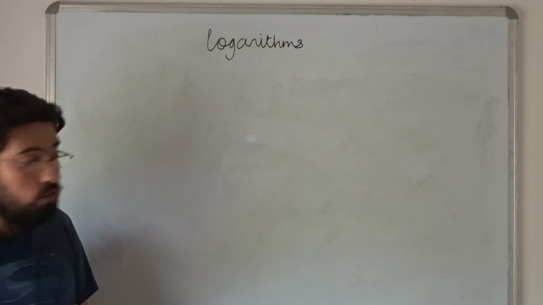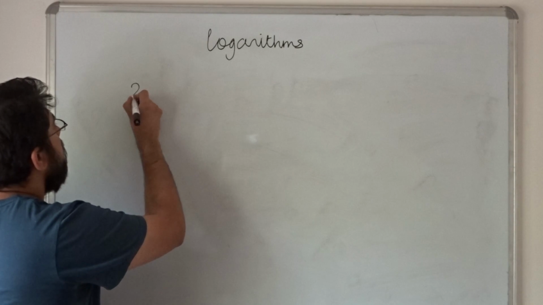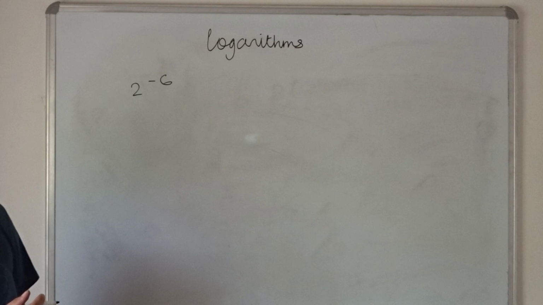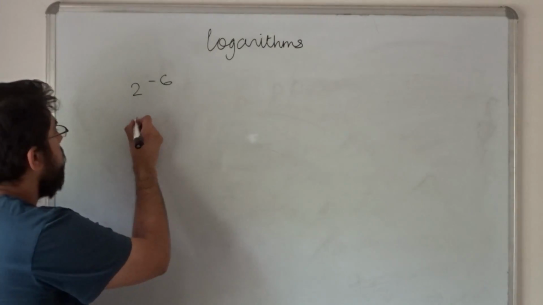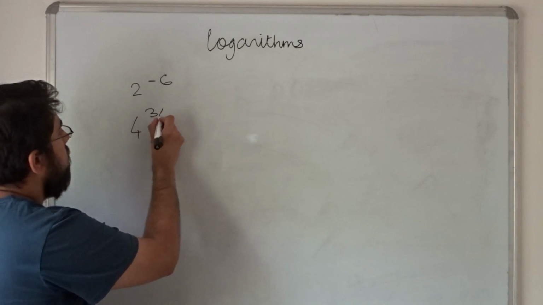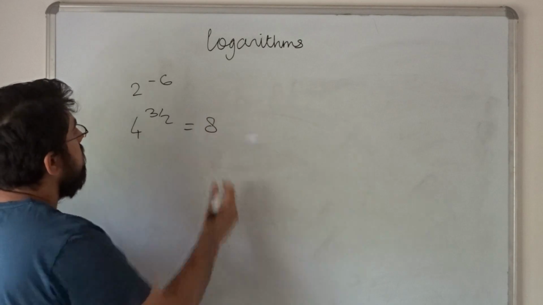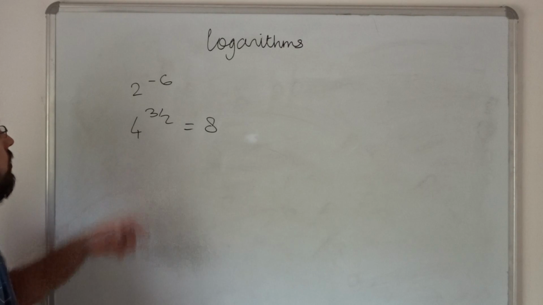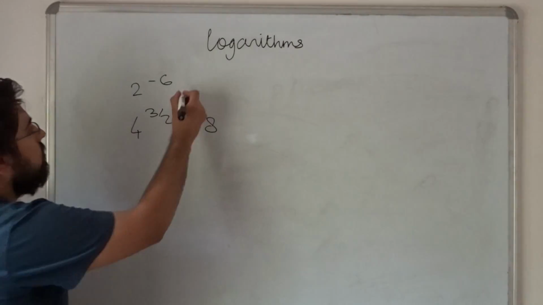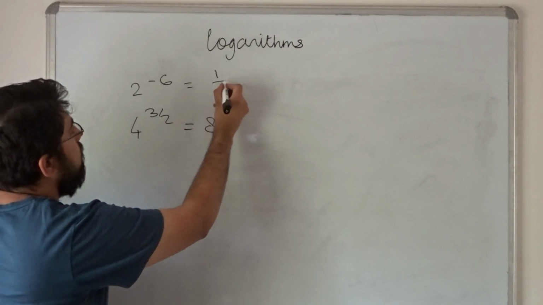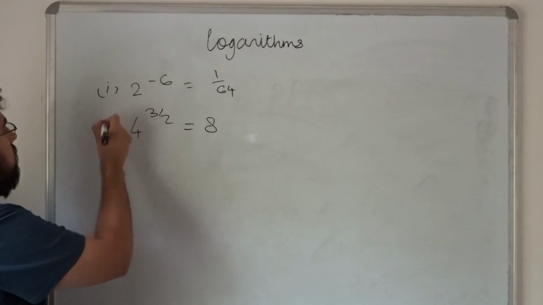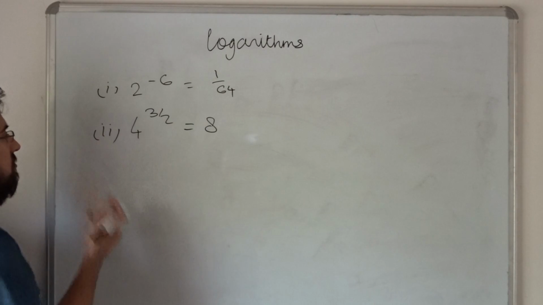So now there are two more that we're going to do. 2 to the power negative 6 equals 1 upon 64. Okay? And this is a little tricky, be careful. 4 to the power 3 by 2 equals 8. Okay? So these are the two that we're going to do. So this is 1, this is 2.